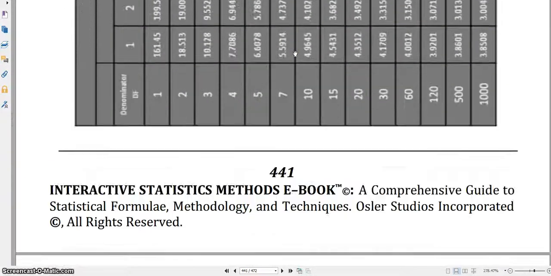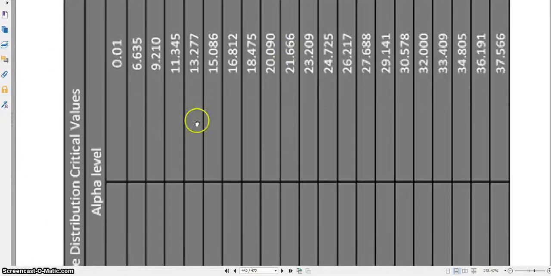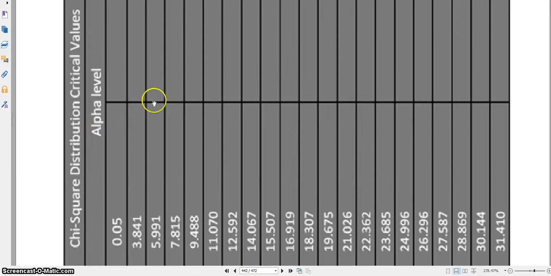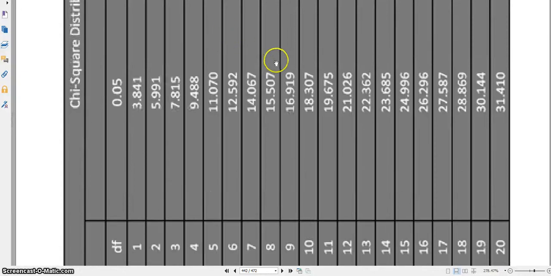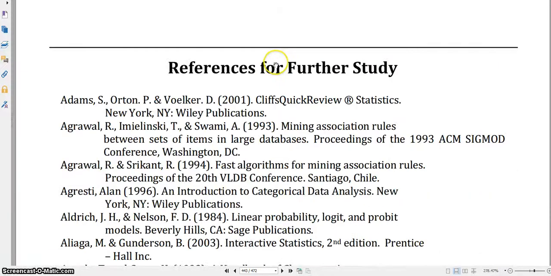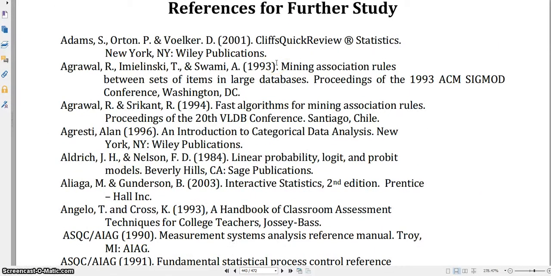So chi-square, F calculations. And I put them actually in a more matrix form because it's easier to go down rows and columns. In more traditional books, you really don't have that. They try to tighten up and put as many numbers as possible in the table. But here, you have them in a row and column, so it's easy to go across and see exactly what your value is. And that's why the tables look that way. And we end, of course, with our references for further study and your index. And this concludes Interactive Statistics Methods.